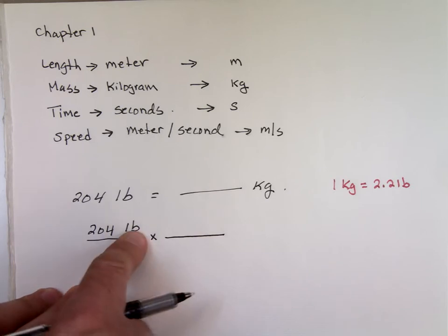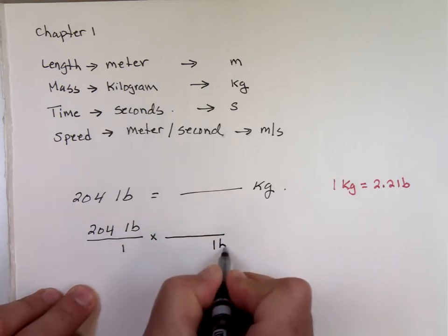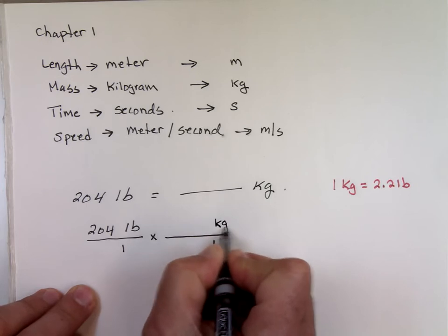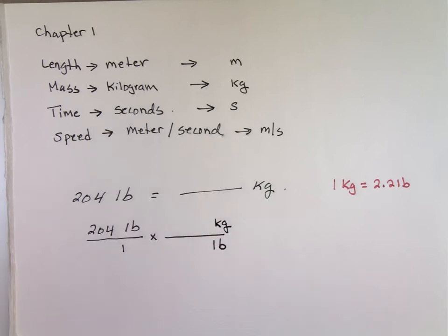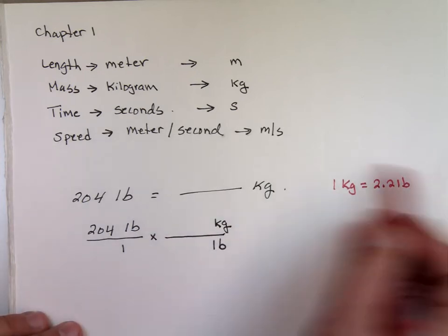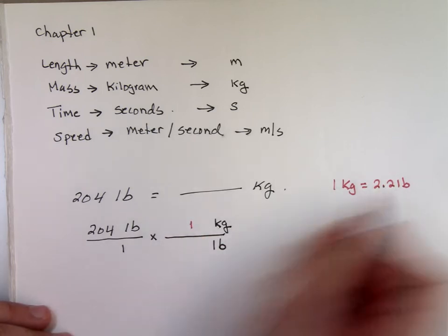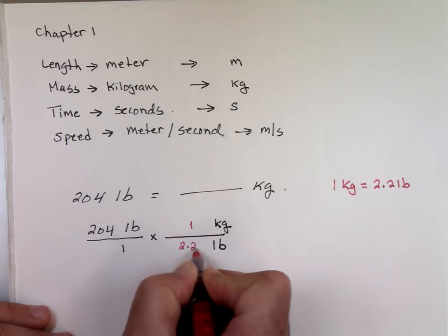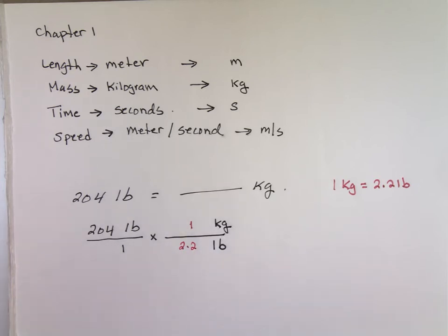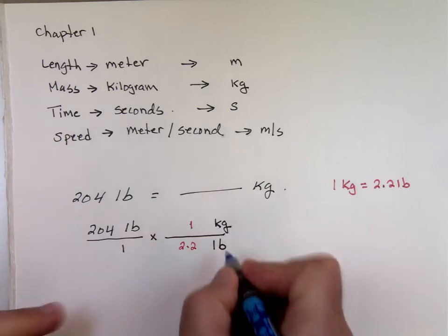Since pounds on the top, you want pounds on the bottom, kilograms on the top. I want pounds on the bottom, kilograms on the top. And now look at the conversion factor. That's this one. What's the number in front of kilogram? 1. What's the number in front of pounds? 2.2. Now the question you probably have, why do you want to have pounds on the bottom? So they cancel each other. Exactly. They can cancel each other out.